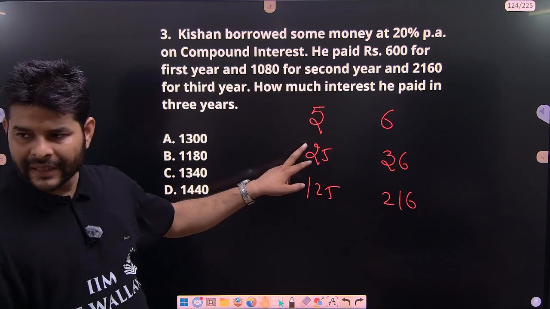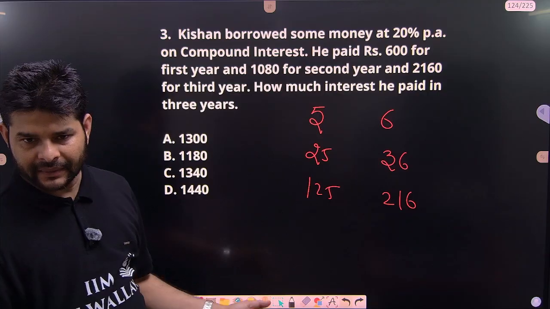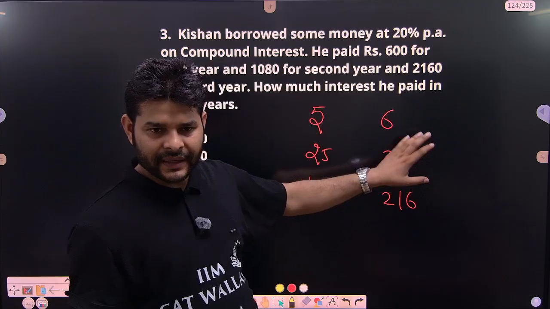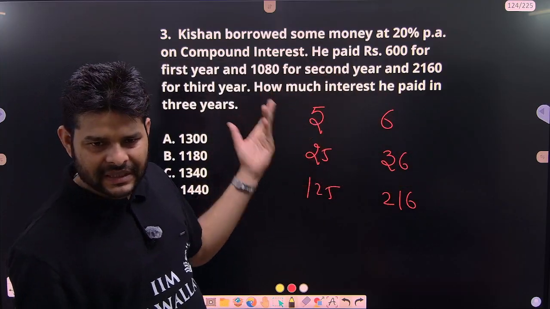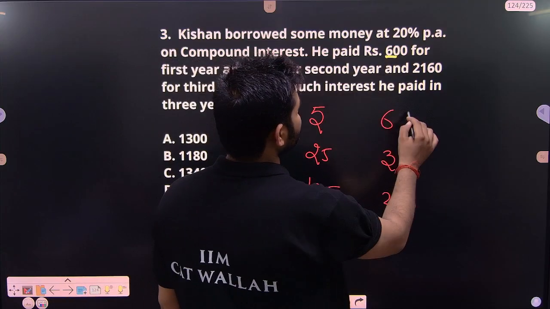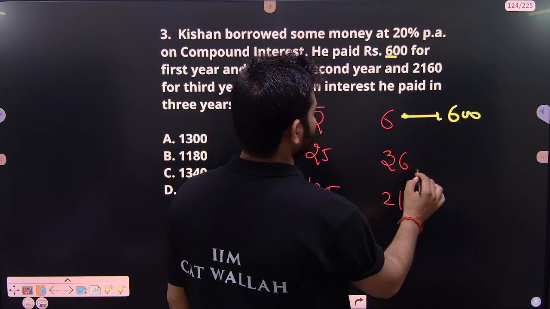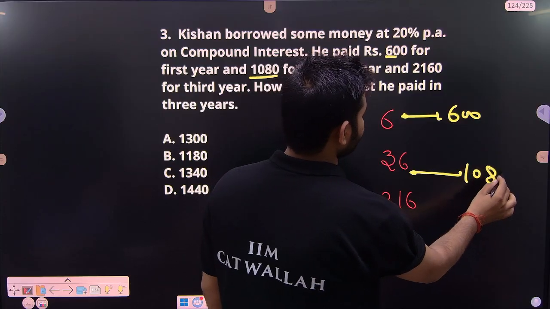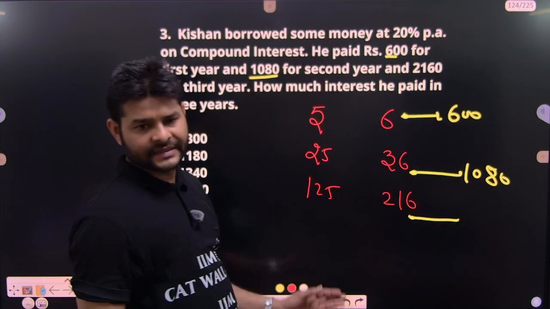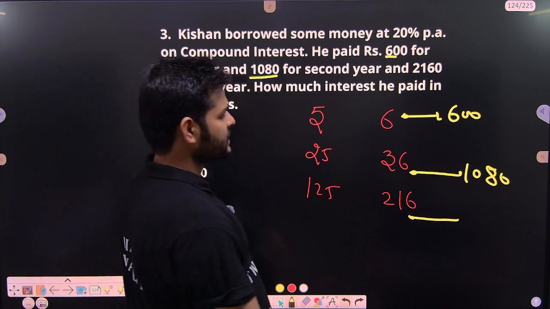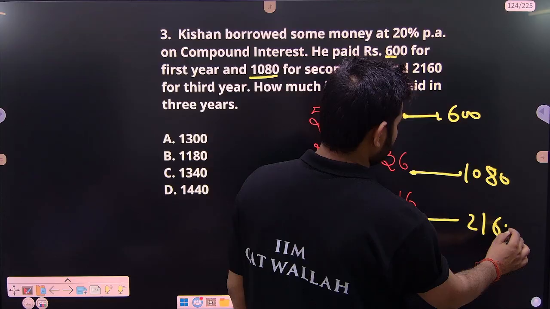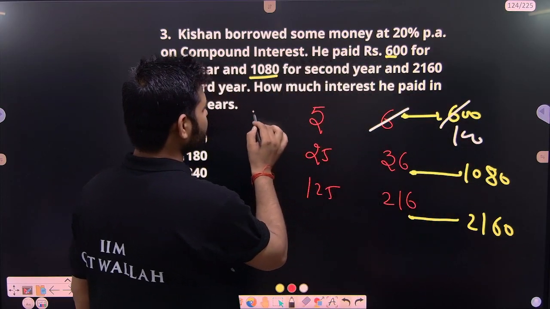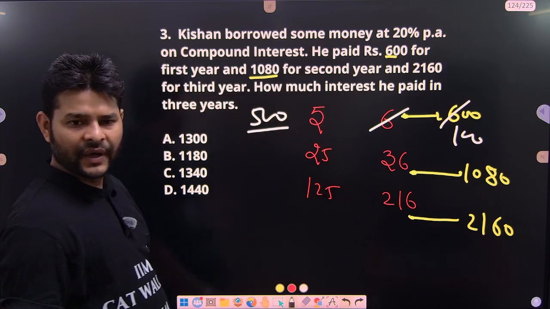For 2 years you need to multiply 2 times. For 3 years you need to multiply 3 times. These values represent the installment and these values represent the principal. So 6 units represent 600, 36 units represent 1080, and 216 represents 2160. That's it. So for the first, 1 unit value would be 100. That means 500 is the principal for the first year.